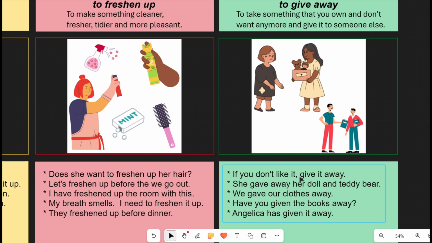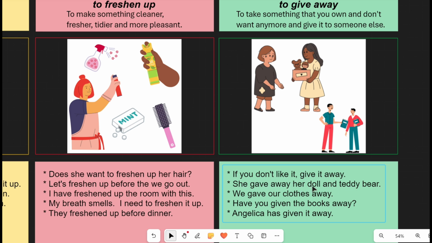If you don't like it, give it away. Now, this is the first conditional form of this sentence. The first conditional form, the if sentences. Those are conditional sentences with if. If you don't like it, give it away.